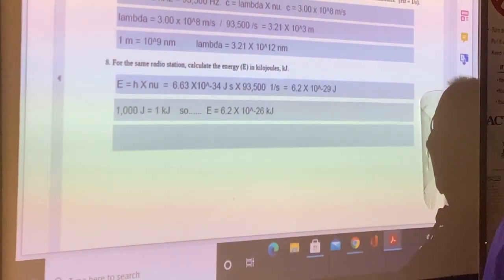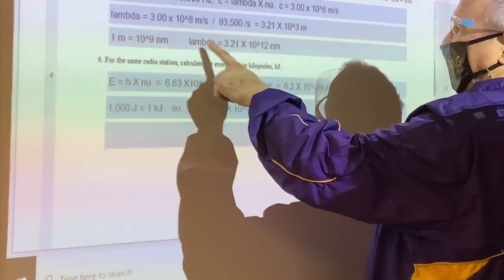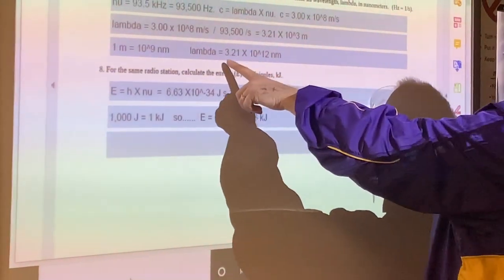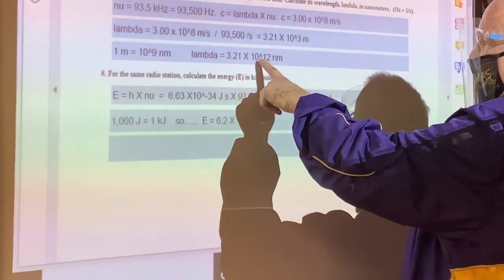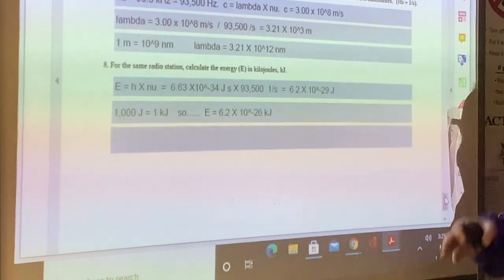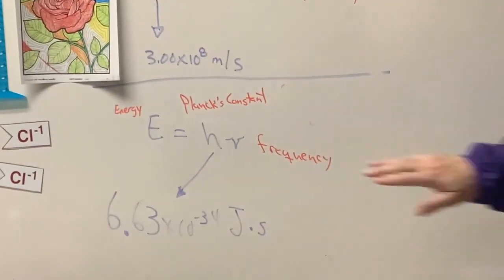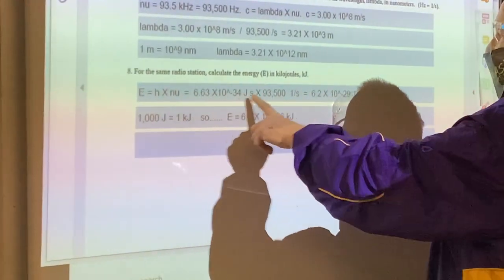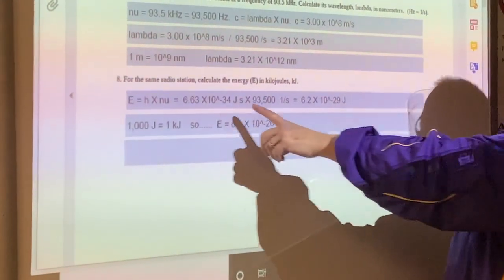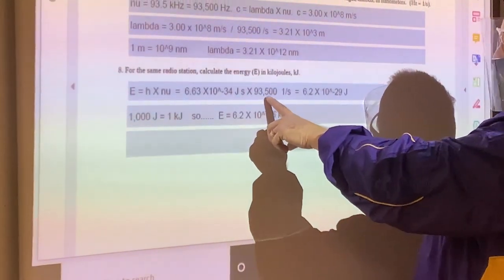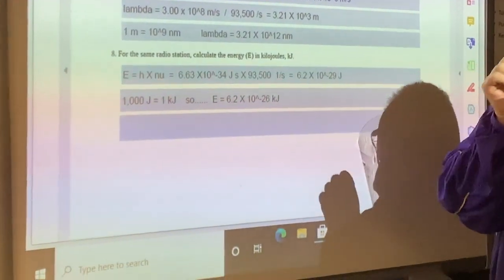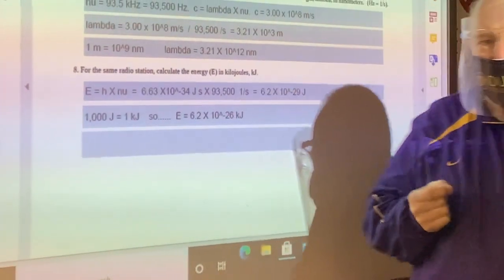But they want it in nanometers, and there's 10 to the 9th nanometers. So I multiply this 3,210 by 10 to the 9th, and I get 3.21 times 10 to the 12th nanometers. And using our equation, Planck's equation, once again, I can take that frequency that they gave me before, 93,500, and calculate the energy, Planck's constant, times that frequency, 93,500 hertz, gives me 6.2 times 10 to the minus 29th joules. Not very much, but that's the energy in a single little photon of light.